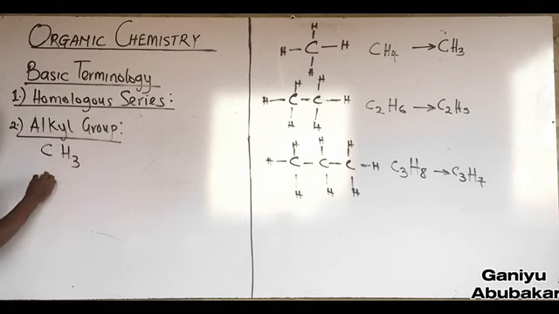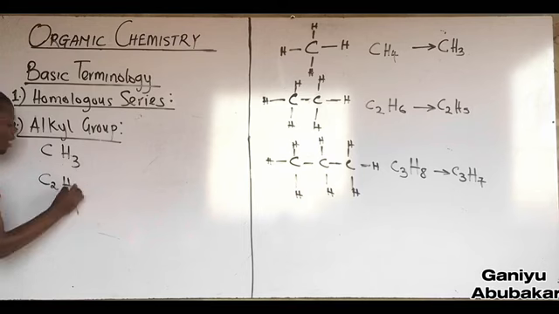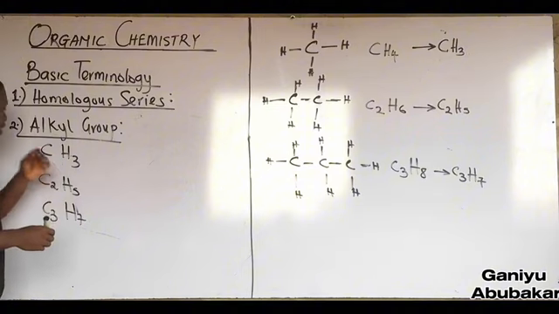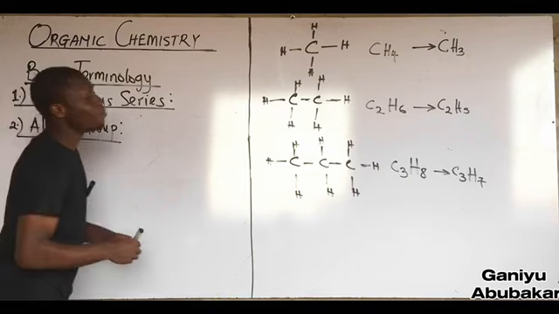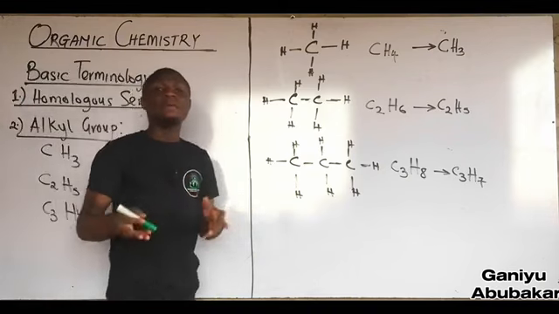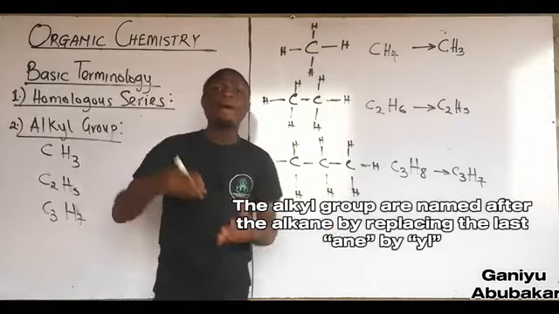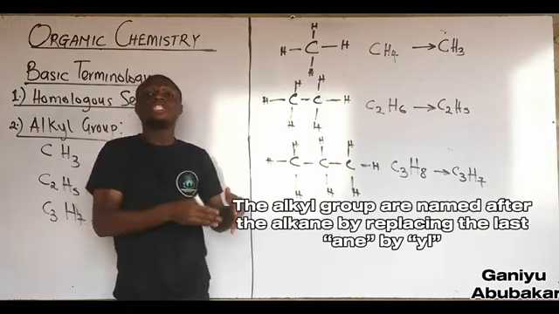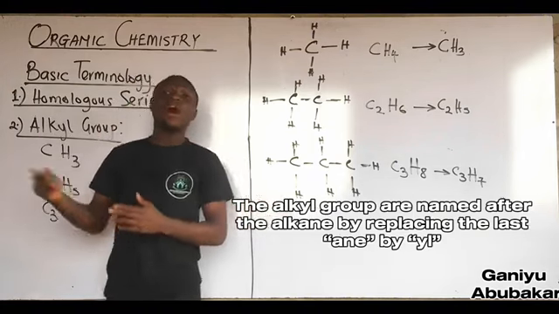The second member is C2H5, while the third member is C3H7. So what do you call CH3? What do you call C2H5? What do you call them? Note that the alkyl groups are named after the alkane by substituting the last ANE by YL.